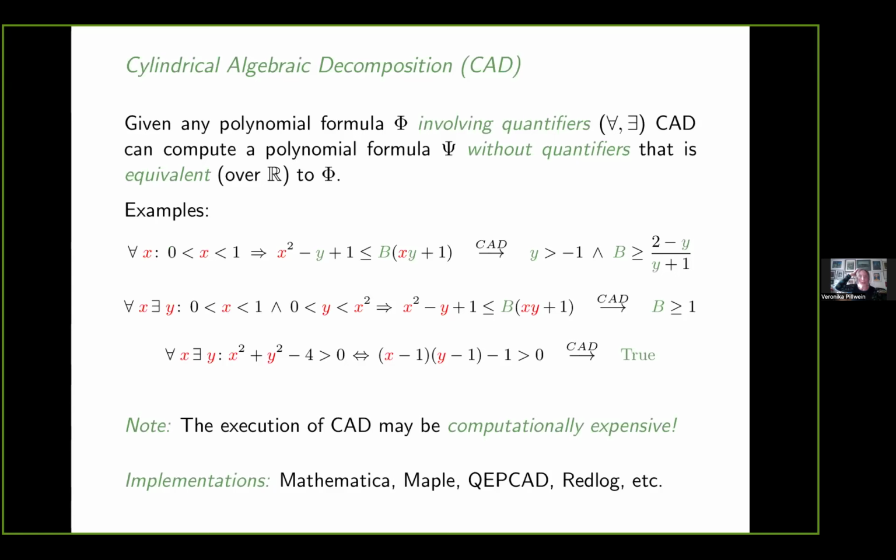So I would like to briefly give an overview of what CAD, cylindrical algebraic decomposition, is used for. If I am given a polynomial formula, a formula of the type that we see down here, involving quantifiers, CAD can compute a polynomial formula without quantifiers that is equivalent to the given formula. If there are free variables, then it will depend on these free variables. If there are no free variables, then the output will be one of the logical constants, true or false, which is the case that we will be in now.